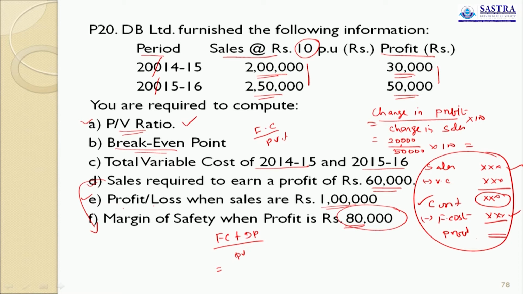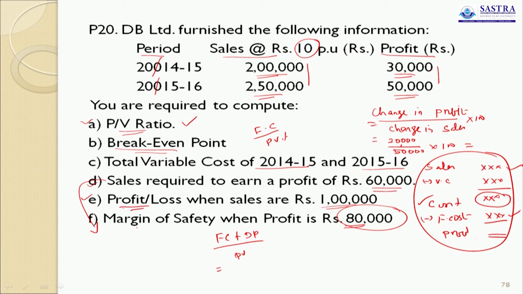Then profit or loss when sales are rupees 1 lakh. Here sales is given, they ask you to find out how much the estimated profit. Apply the PV ratio on this sales. So, now we will get what? Contribution. Less fixed cost is a constant. So, the answer will be what?